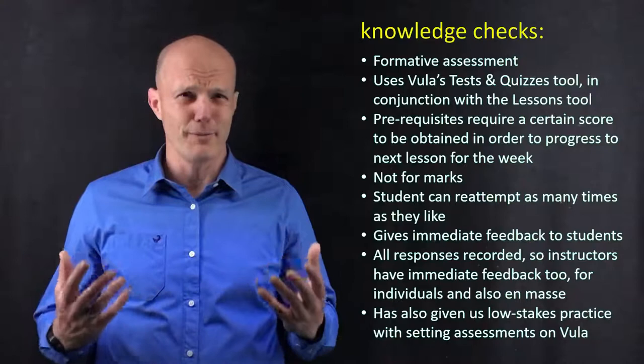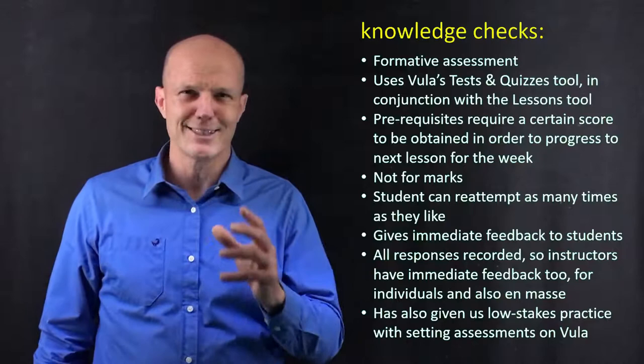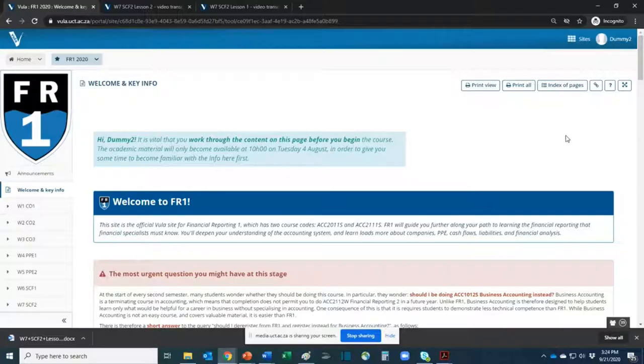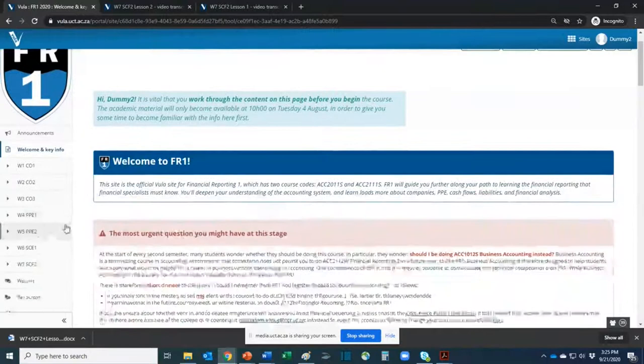Okay, now let's look at an example. So this is the landing page for the Financial Reporting One site that we used at the beginning of the year. And we're logged in here as Dummy 2, one of our two dummy students. Not a terribly innovative name, but it works for us.